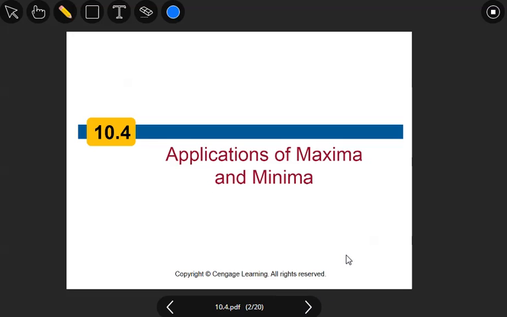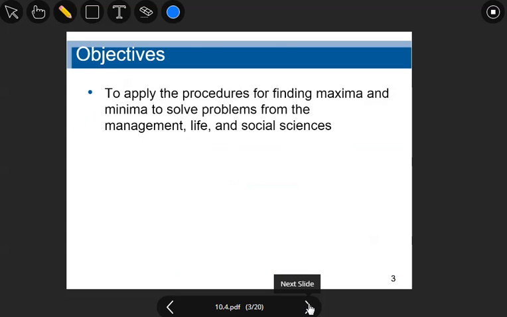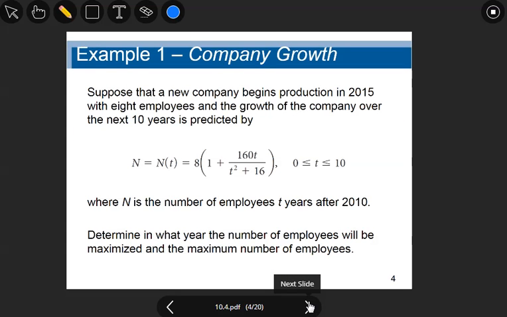Hi everyone, so today I'm going to discuss how we can use applications of maximum and minimum for our day-to-day life problems. So first let's discuss two problems, then we can understand the idea.